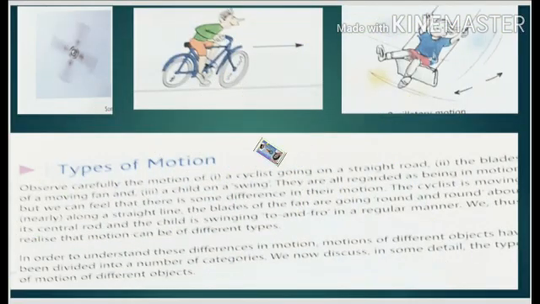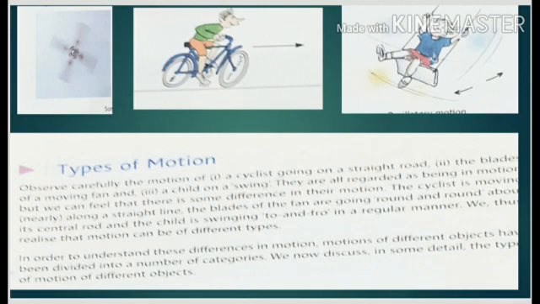Let's go. Yesterday, we concluded that an object is said to be in motion when it keeps on changing its position with respect to its immediate surrounding. Now, a question is coming to our mind. Do all objects change their position in a similar manner with respect to their immediate surrounding?